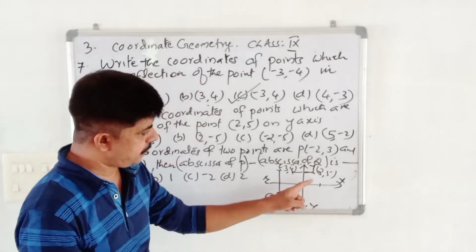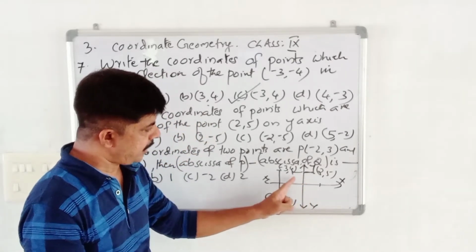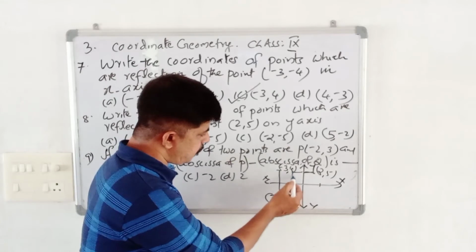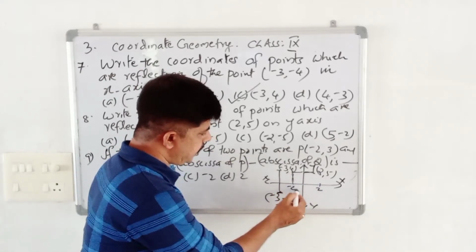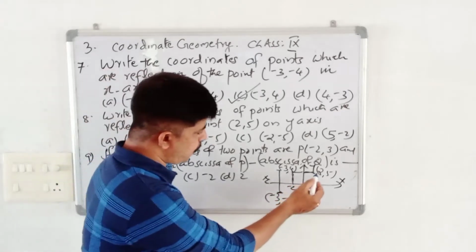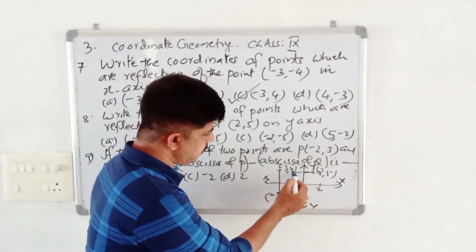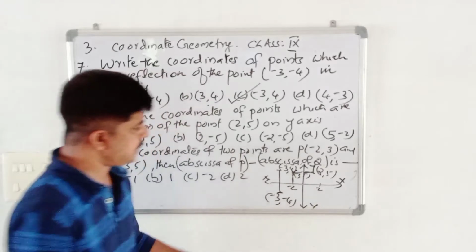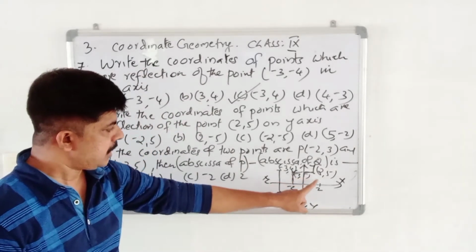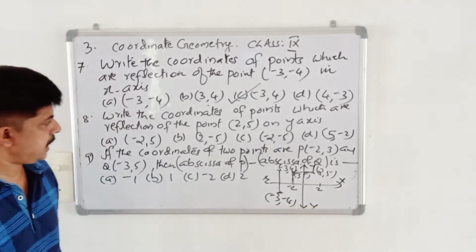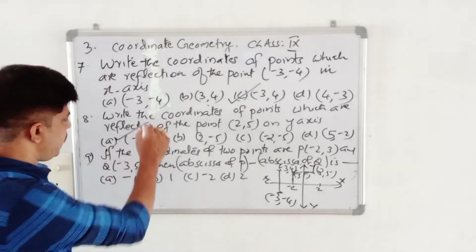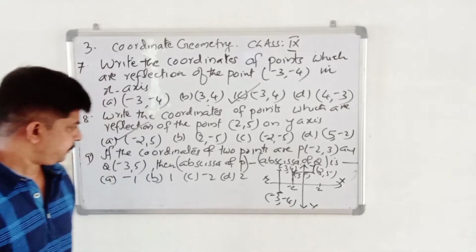Therefore, when it reflects on the y-axis, the x-coordinate will change. This 2 becomes negative 2. Therefore, the reflection of this point on the y-axis is (-2, 5). We have the option (-2, 5). Option A is the right answer.